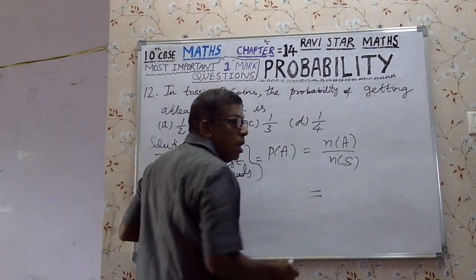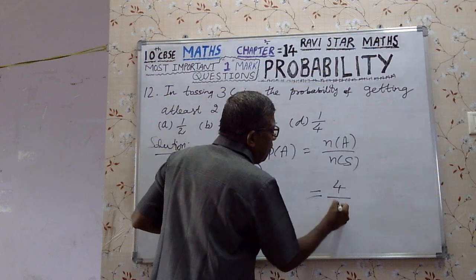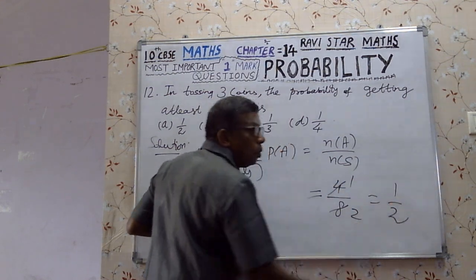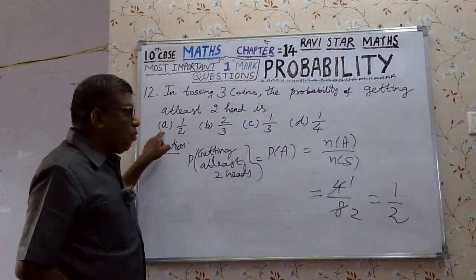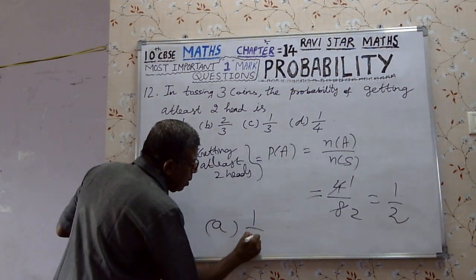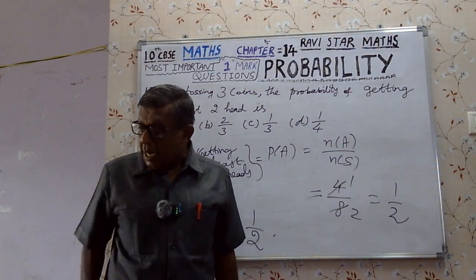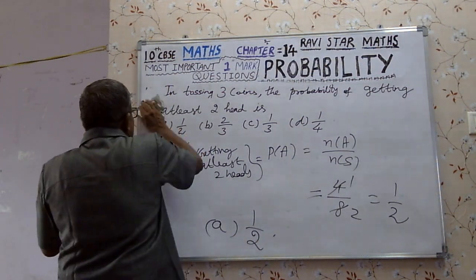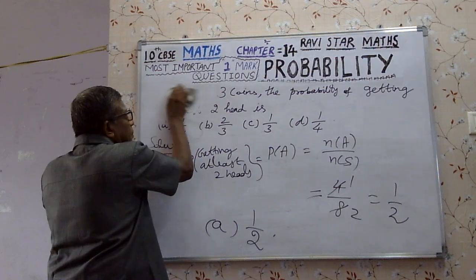What is N of A? N of A is 4. N of S is 8. 4 by 8, which is equal to 1 by 2. Where is the answer 1 by 2? Option A, 1 by 2. Problem completed. Question number 12 completed.